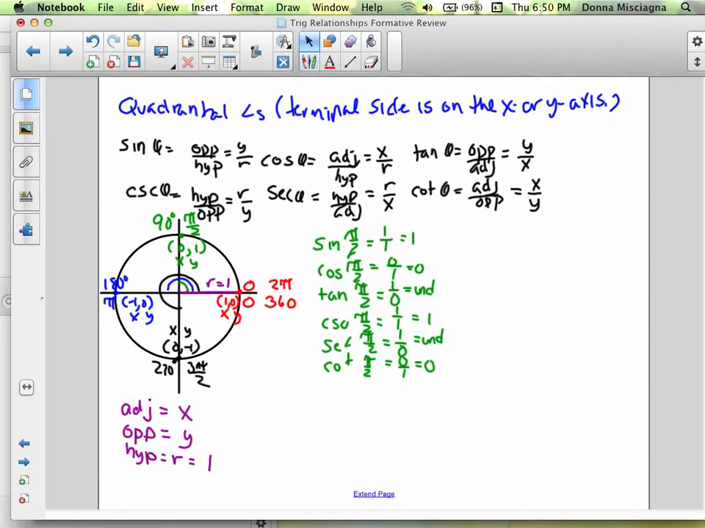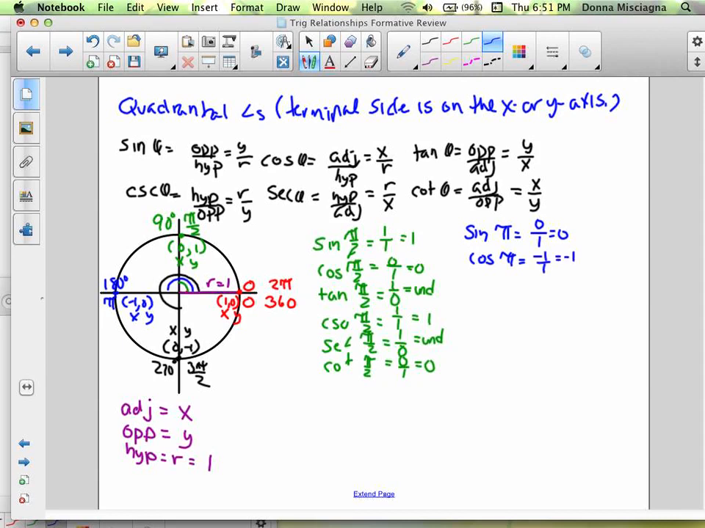Let's continue on, and now let's go to pi. Again, adjacent is x. That's going to be -1. Opposite is y. That's going to be 0. And r, the hypotenuse, is going to be 1. So we have sine pi is going to be y over r. So that's 0 over 1 or 0. Cosine pi is x over r. That's going to be -1 over 1. That's -1. Tangent pi is going to be y, which is 0, over x, which is -1. That's just 0.